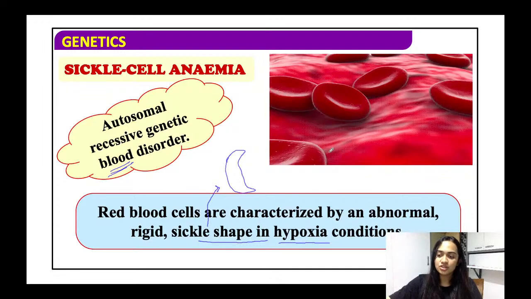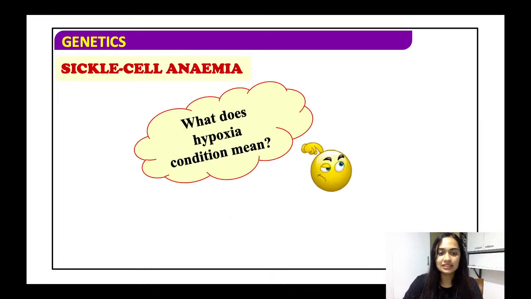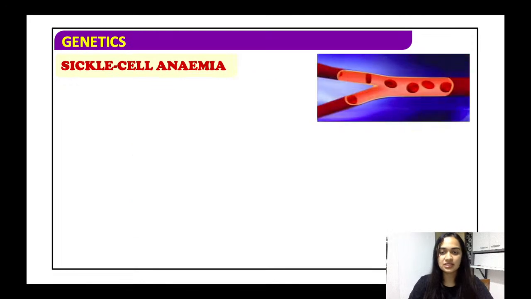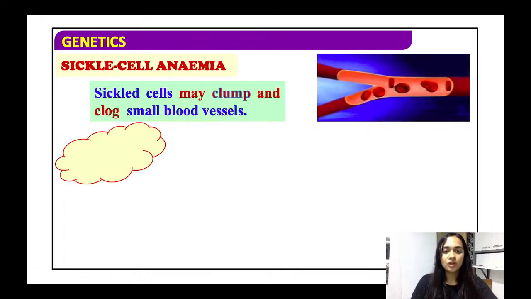What is the main function of the erythrocytes? To carry oxygen. But in sickle cell anemia, the cell becomes deoxygenated. It lacks oxygen, hypoxia. So basically the main function of the RBC is disrupted. It occurs at high altitudes and with physical stress. At high altitudes the oxygen level generally decreases. So the sickle cells start clumping up.